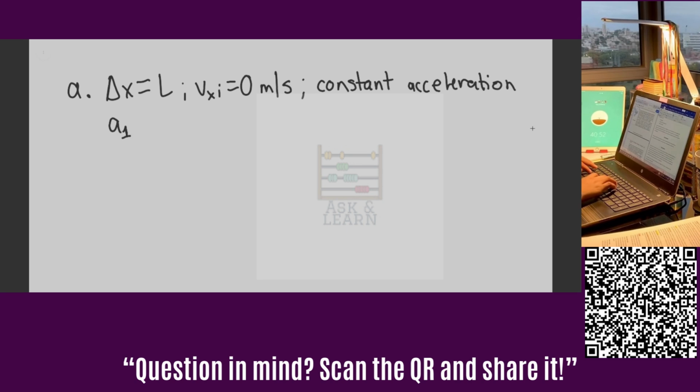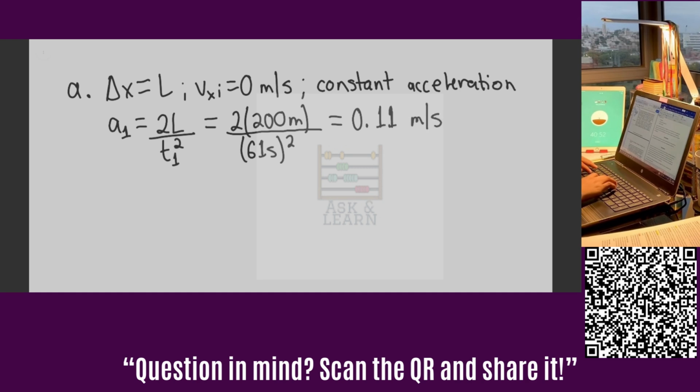So a sub 1 derived from the kinematic equation will equal 2 times L divided by t sub 1 squared. This is equaling 2 times 200 meters divided by 61 seconds quantity squared. This is giving us 0.11 meters per second squared. We're going to say that subscript 1 is for the old skis.